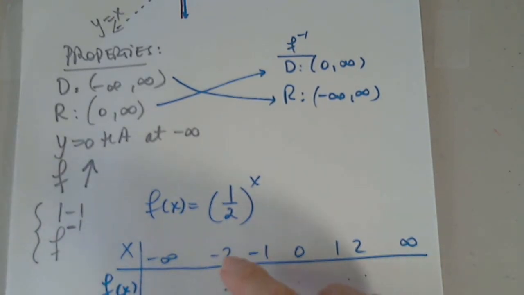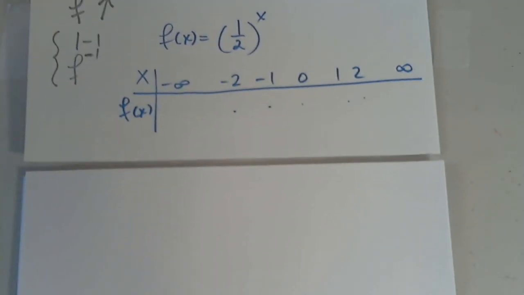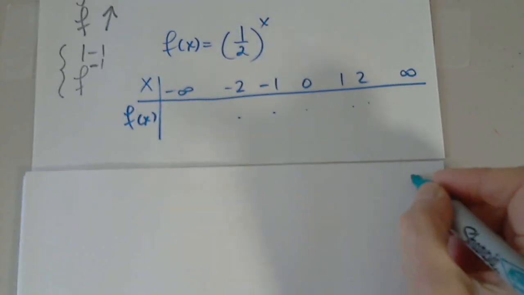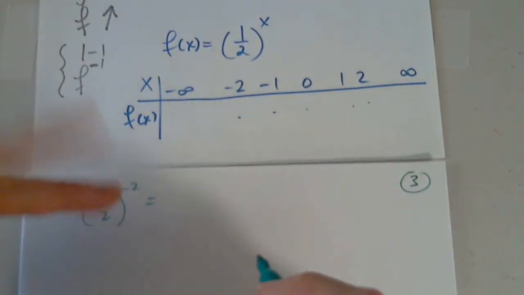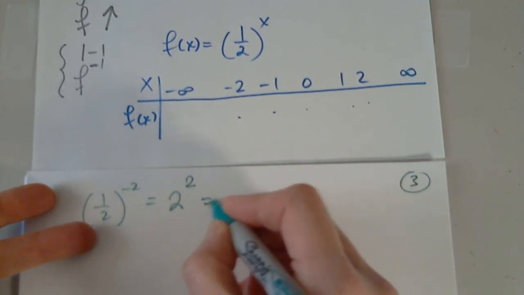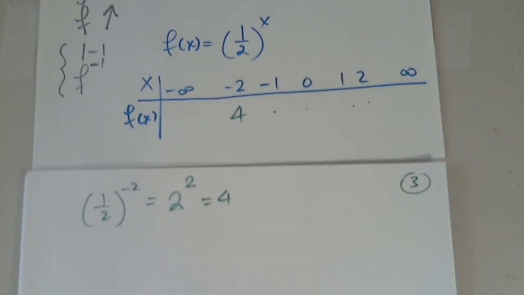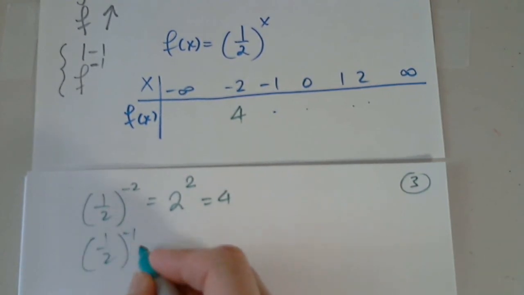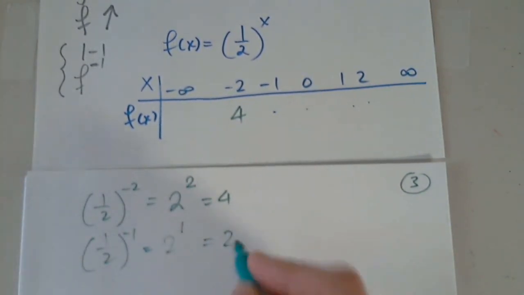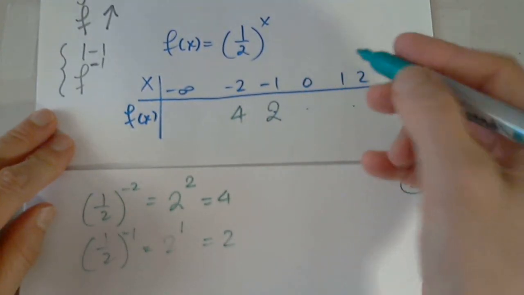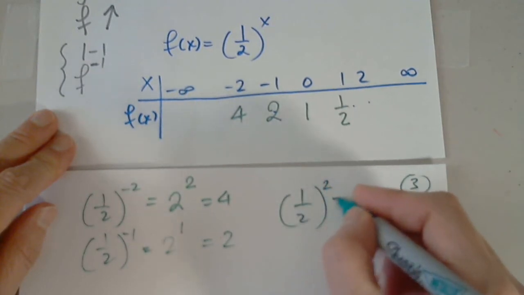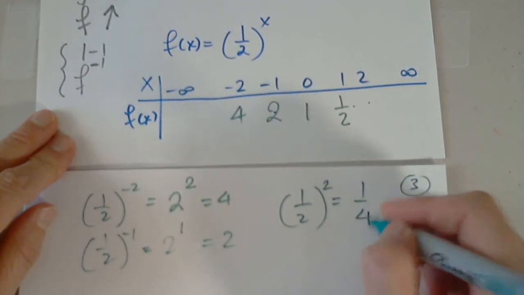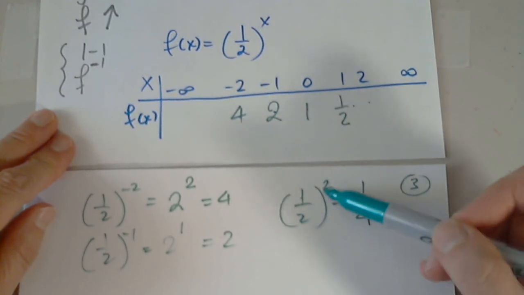So let's plug in -2 here. So 1/2 raised to -2, flip the fraction to power 2, 4. 1/2 to -1, flip the fraction to power 1, 2. When I plug in 0, I have 1. When I plug in 1, I have 1/2. When I plug in 2, remember 1/2 squared is 1/2 times 1/2, which is 1/4, or 1 squared over 2 squared.